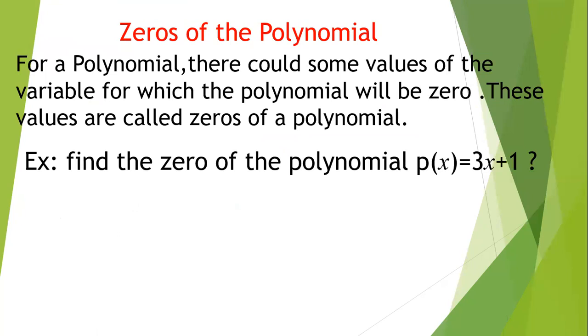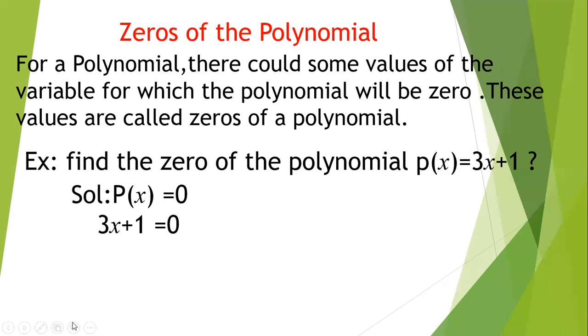Find the zero of the polynomial p of x equal to 3x plus 1. Observe here, the polynomial is 3x plus 1 and it is expressed in terms of x, because I have given p of x. That means the polynomial should be written in terms of x. That is why I wrote 3x plus 1. Now how to find the zero of this polynomial? We have to equate this p of x to 0. That means 3x plus 1 is equal to 0.